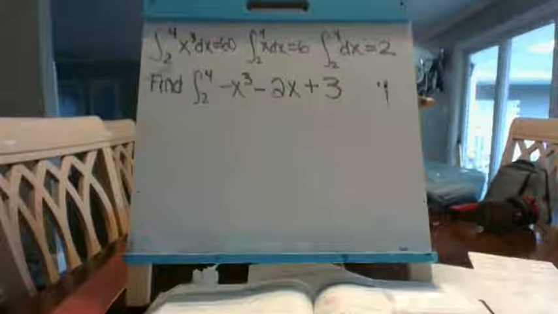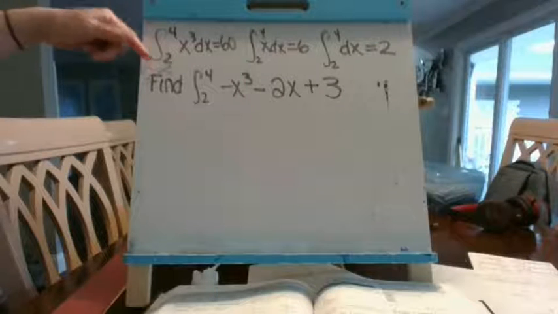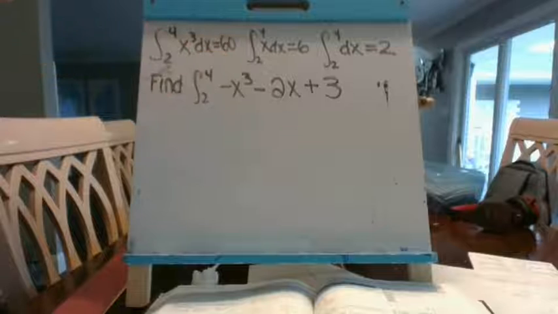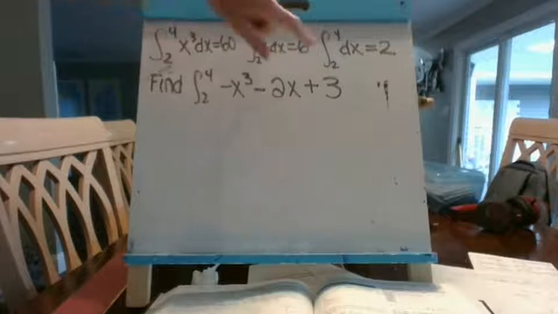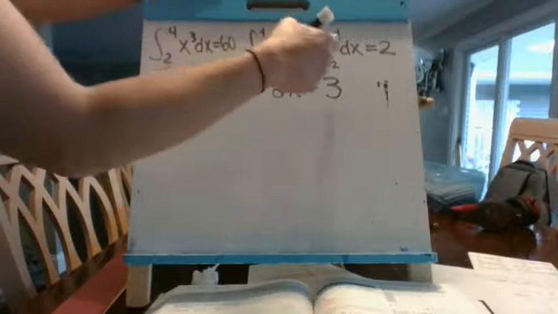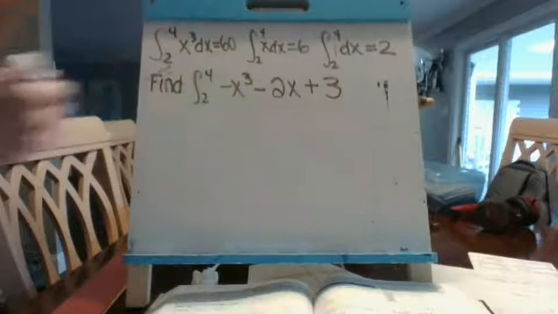All right, so let's check out another one. I gave you some definite integrals. From 2 to 4 of x to the third dx is 60. From 2 to 4 of x dx is 6. And from 2 to 4 of dx is equal to 2. Now remember, if there's no number here, that's really 1 dx.